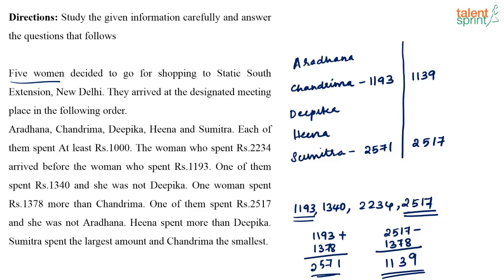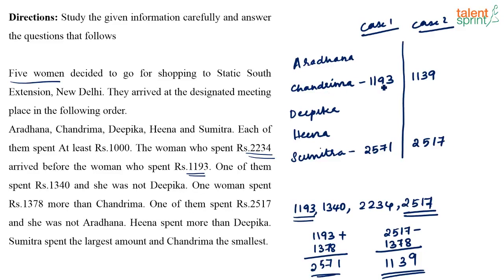Now, what else is given here? The person who spent 2234 arrived before the woman who spent 1193. So in this case, this is case 1, right? I have two cases where in the first case I consider Chandrima is the one who is spending the lowest, that is 1193, and in the second case I consider Sumitra is the one who is spending 2517, that is the highest of the given numbers, because there is only one number that I have to find out, right? Because all the other four amounts are given.